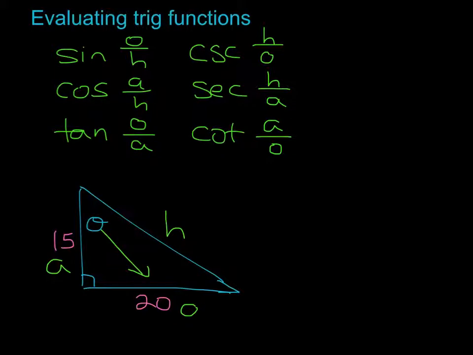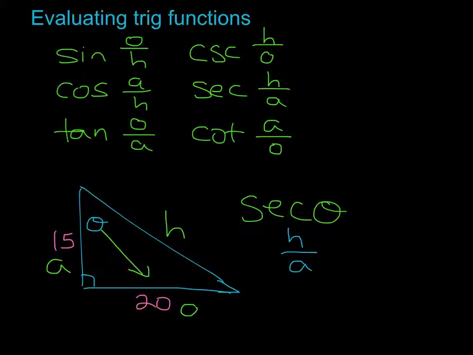So if I asked you to find, say, secant, for example, let's find secant of theta. I then would have to reference which one of these I'm talking about. I personally like to write what I'm looking for, so this is going to be h over a. It just helps me remember which one I'm talking about. So that's hypotenuse over adjacent.